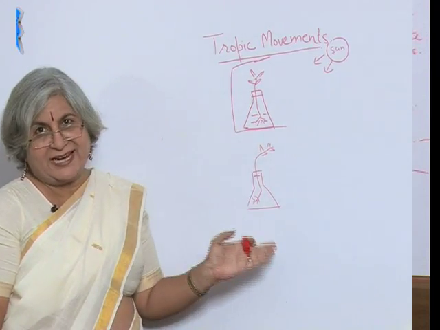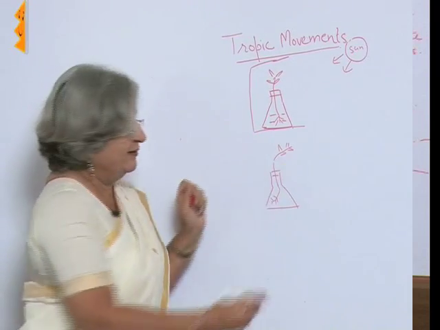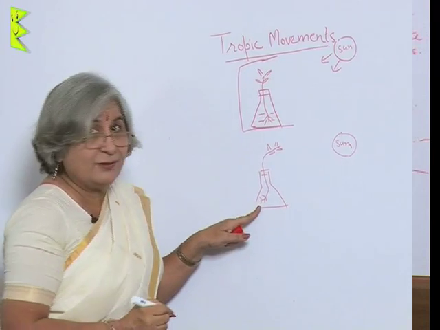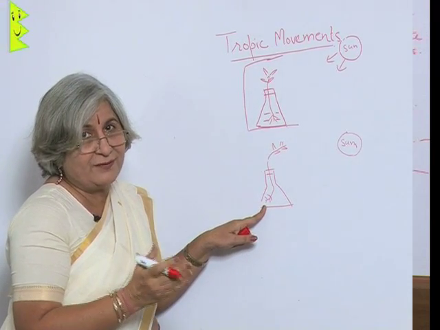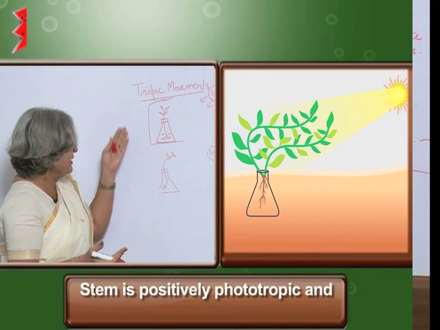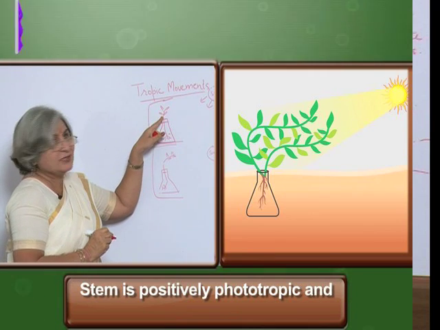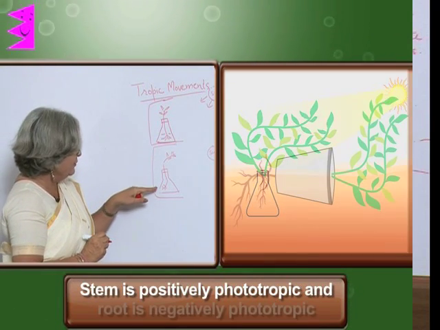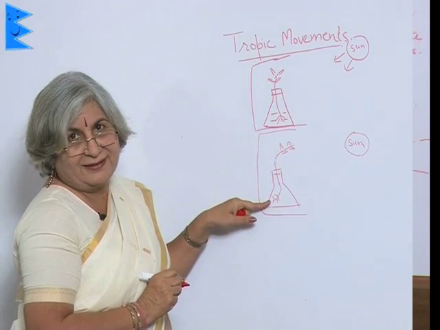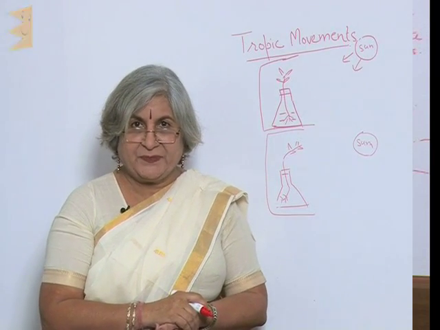Can you make out the change? See, where is the stem growing? Towards the sun. And the roots, they are moving away. So through this experiment, we can easily see how the stem is positively phototropic while the root is negatively geotropic. This is an experiment to show phototropism.